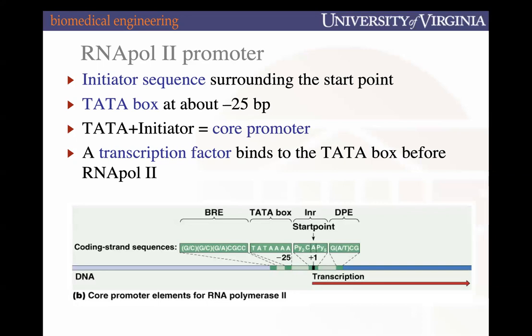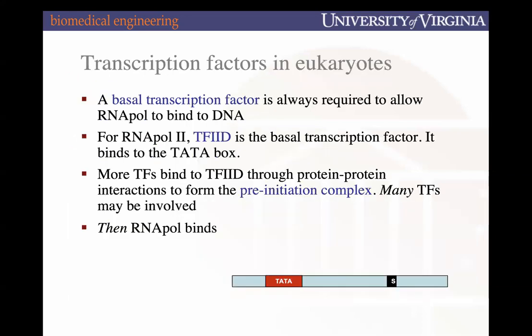So we have our core promoter that has the TATA box and initiator sequence, and transcription factors, these proteins that bind to DNA, bind to the TATA box even before RNA polymerase II does. And they help recruit RNA polymerase II.